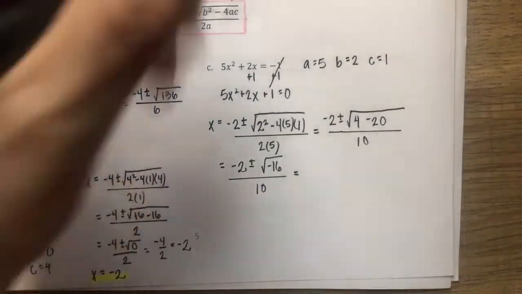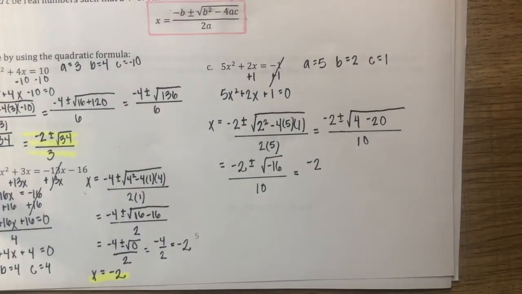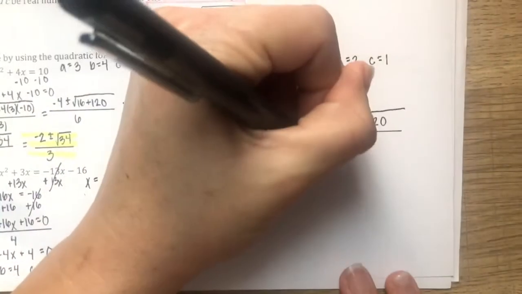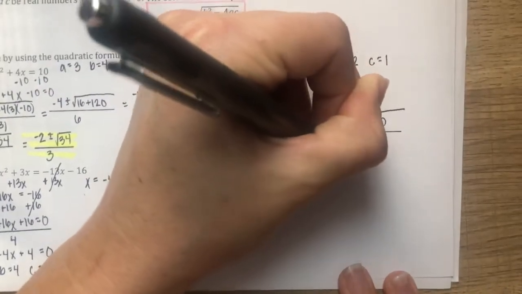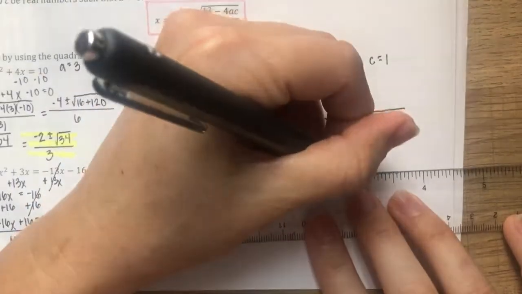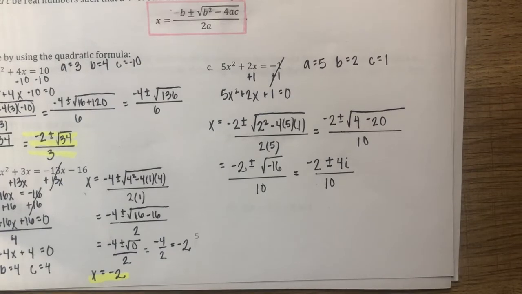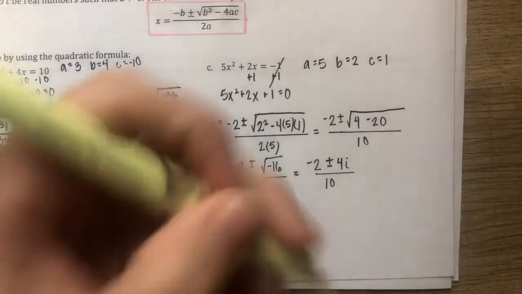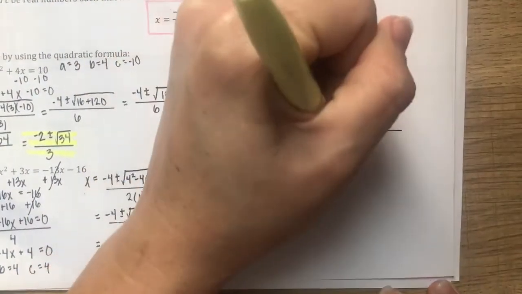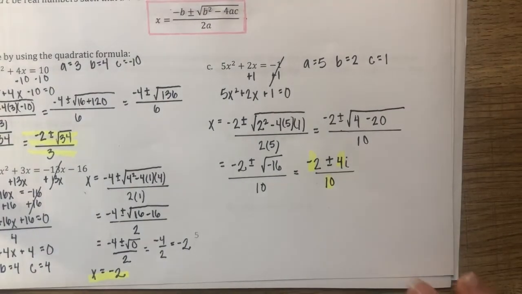So negative 2 plus or minus the square root of negative 16, I can take the square root of negative 16. So that would be plus or minus 4i, because it's a negative, and then over 10. And now I can go ahead and reduce it because all 3 terms that are there are able to divide by 2. So because the negative 2, the 4, and the 10 are all divisible by 2, I can go ahead and divide by 2.